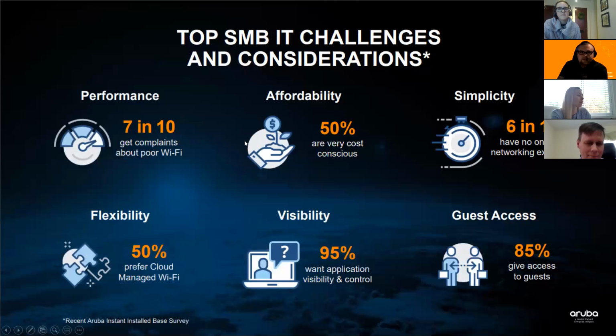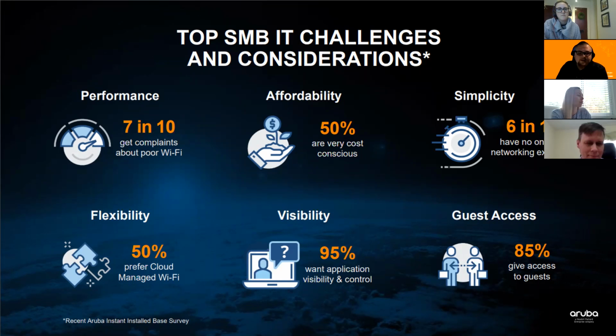Next, we're going to talk about the SMB challenges. A lot of times we'll hear from small businesses that the Wi-Fi sucks, the Wi-Fi is poor. Why are we having these issues? And we don't really have a good way in smaller markets to figure out why, right? How do we fix that? Why is our network running so bad?